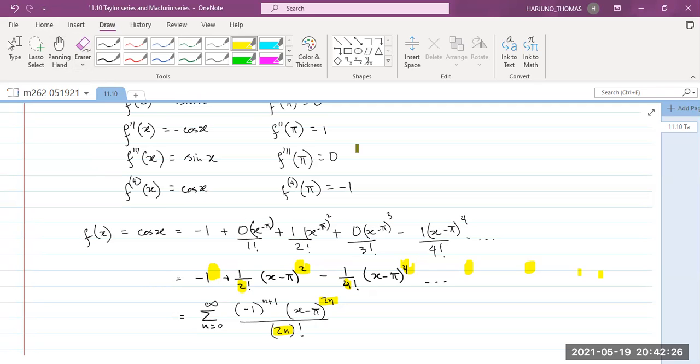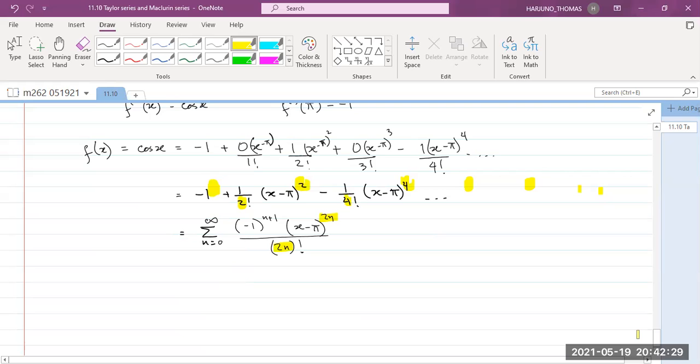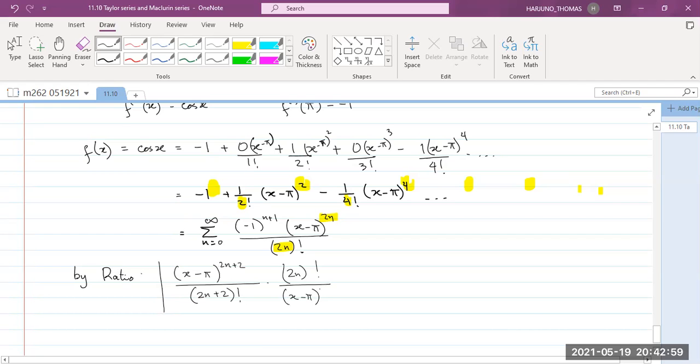Let me go on. How about the radius of convergence by ratio? I will ignore the alternator. So that will be x minus pi to the 2n plus 2, the next term, over 2n plus 2 factorial, times the reciprocal, 2n factorial over x minus pi to the 2n. That is equal to x minus pi squared over 2n plus 2 times 2n plus 1.